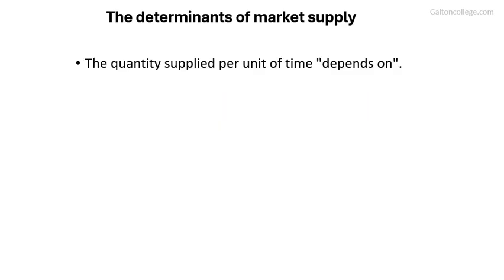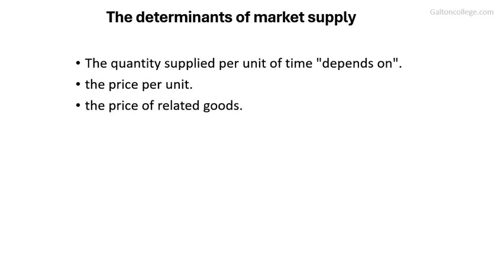Now, the determinants of market supply. The quantity supplied, per unit of time, depends on... We use this term all the time. We talk in economics, we say something depends on something else. We're looking for dependency. And this time, the quantity supplied depends on the price. That makes sense. The higher the price, the more that will be supplied.